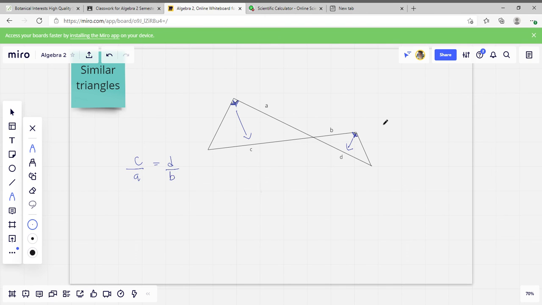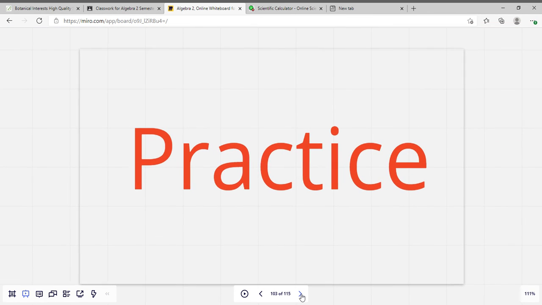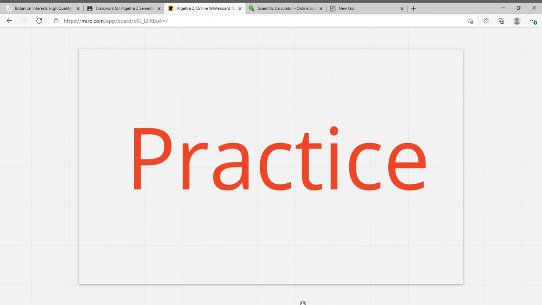Alright, so if I wanted to solve for, let's say I want to solve for C, I've got C over A equals D over B. I can just cross multiply these. AD equals BC, and then I'm solving for C, so I just divide by B, and I get C equals AD over B. Super easy. Alright, go ahead and work the practice problems. I'll pause the video, and then I'll come back and work them for you.